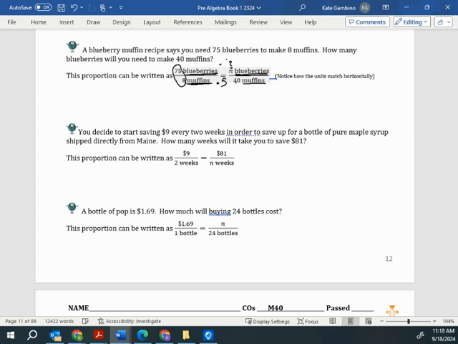So I need to do the same thing on top. Whatever I do to the bottom, I do to the top. So what is 75 blueberries times 5? Robbie? 375. 375 blueberries. So that is my answer.